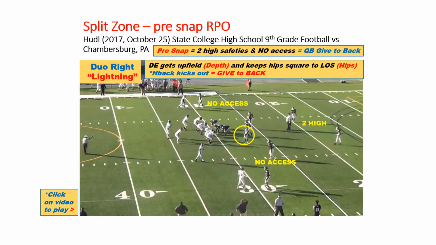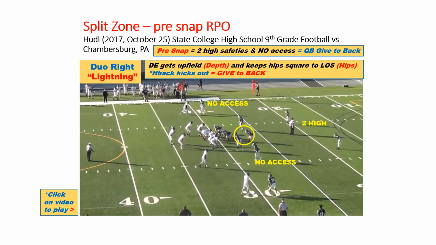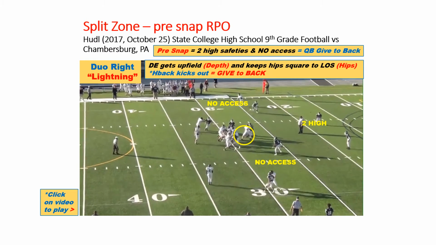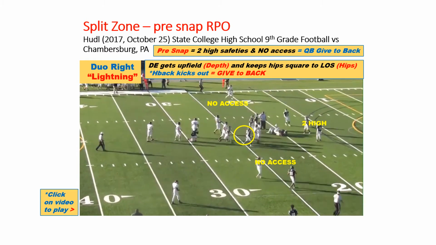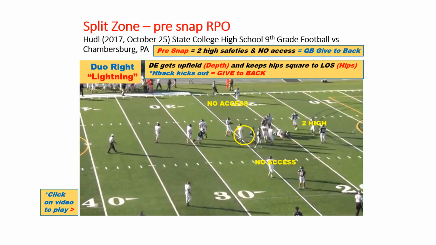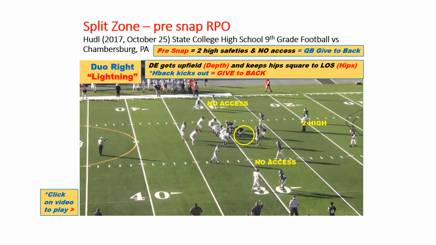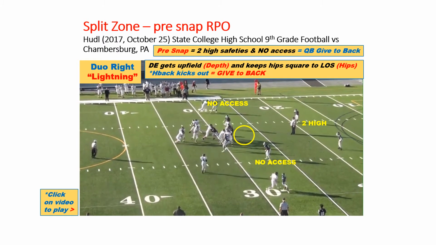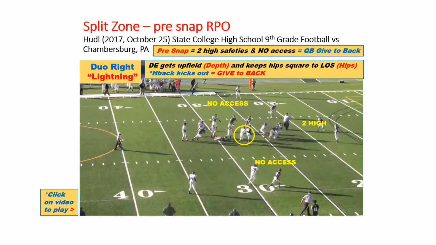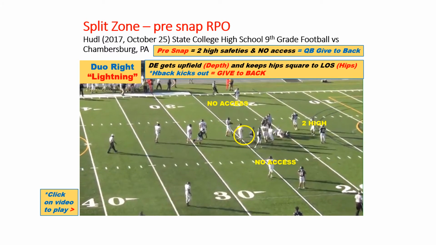Here's an example of it. This is our 9th grade running this. We are in a duo right formation, so we've got the H set to the left, so we're going to call lightning to the left. You can see we have no access. They are out over our X and out over our A slot receivers, so now we've got two high safeties. There's only 6 in the box. This is going to be a give all the way. Again, split zone, back is north and south, 10 yards, first down play.